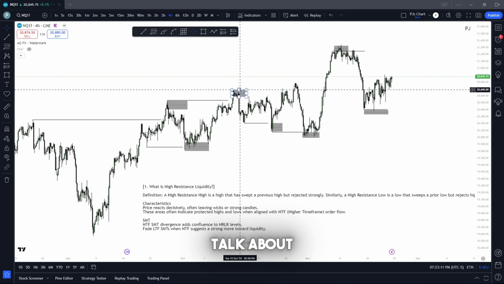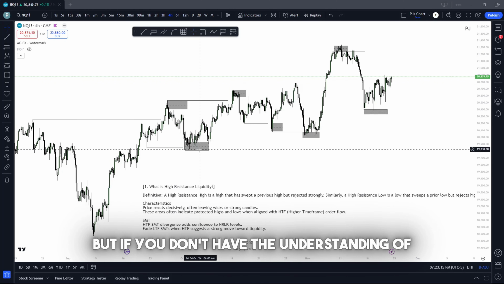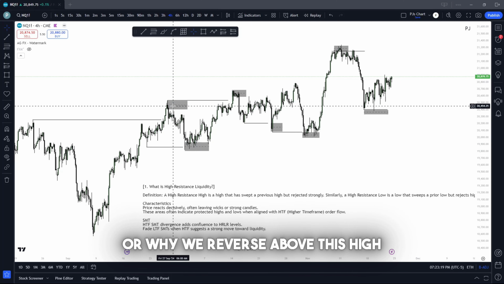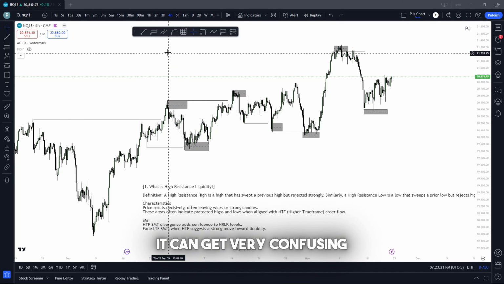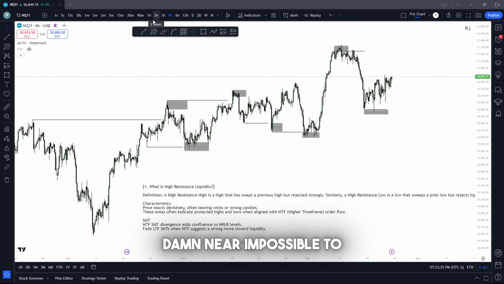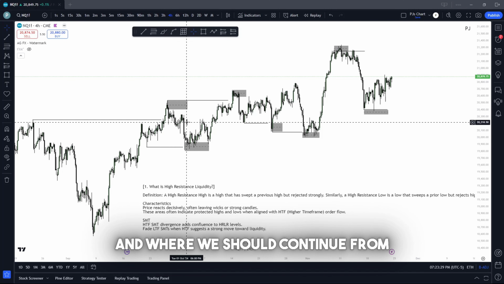Like I talk about, it's easy to point them out and show them, but if you don't have the understanding of why we reversed below this low or why we reversed above this high, it can get very confusing, and especially when you get down to a lower time frame, damn near impossible to completely understand where reversals should form and where we should continue from.